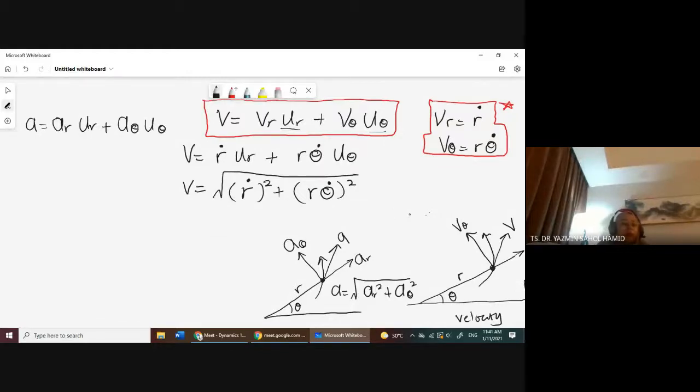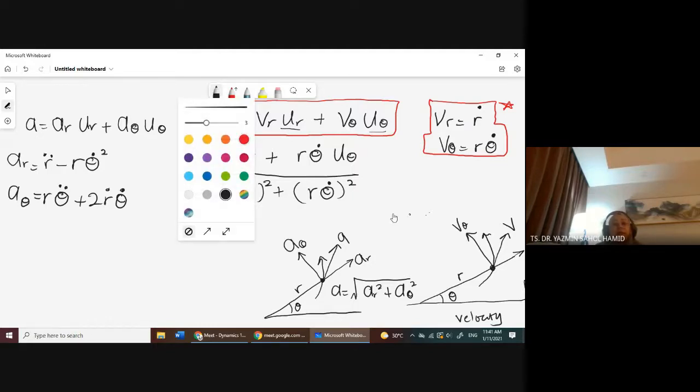Now, what is the formula for a_r? The formula for a_r is r double dot minus r theta dot squared. And what is the formula for a theta? a theta equals r theta double dot plus 2 r dot theta dot. So these are the important formulas.